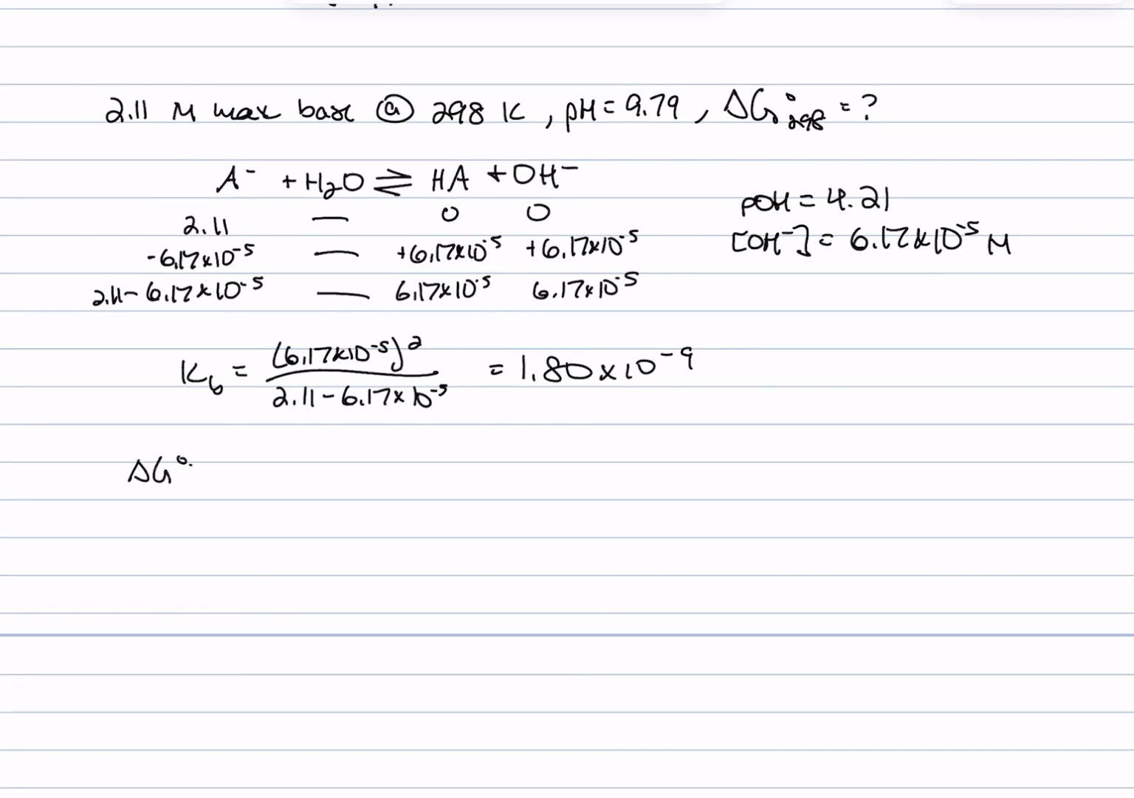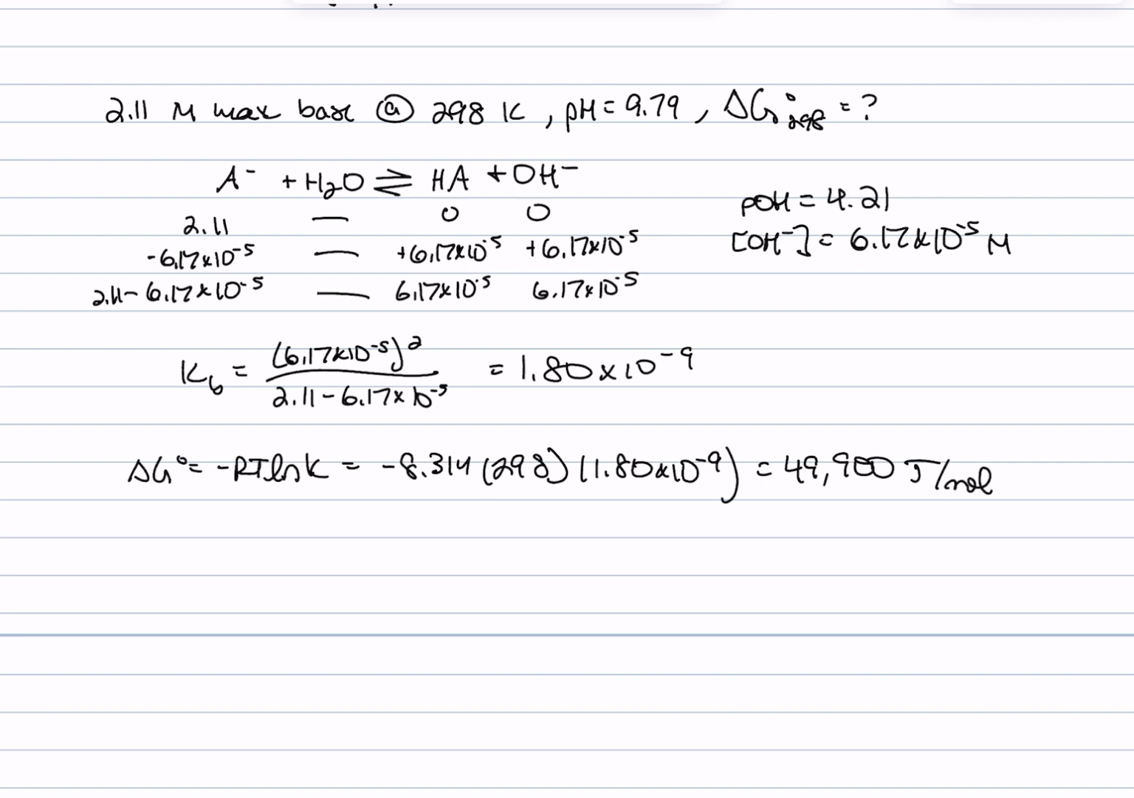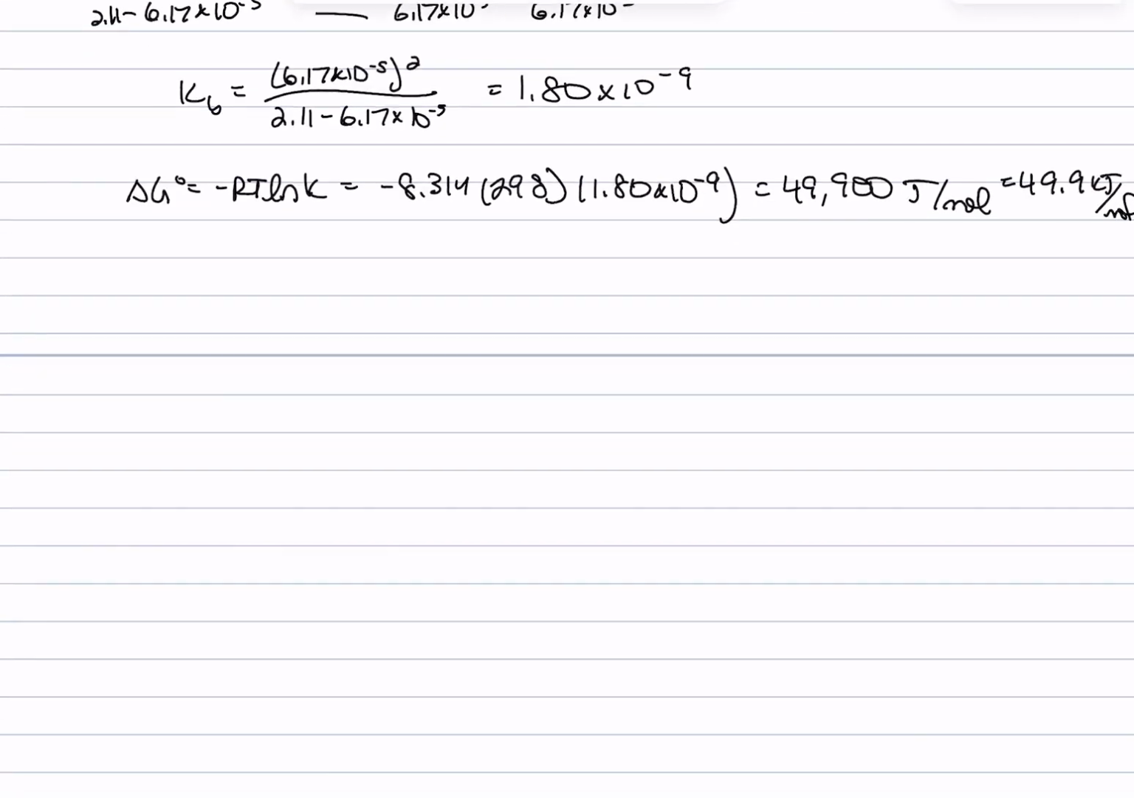And then we can calculate the delta G standard using negative RT ln K. And so that would be equal to negative 8.314 times 298 times ln 1.8 times 10 to the negative 9. And so we end up with 49,900 joules per mole, or 49.9 kilojoules per mole, making it a non-spontaneous reaction.